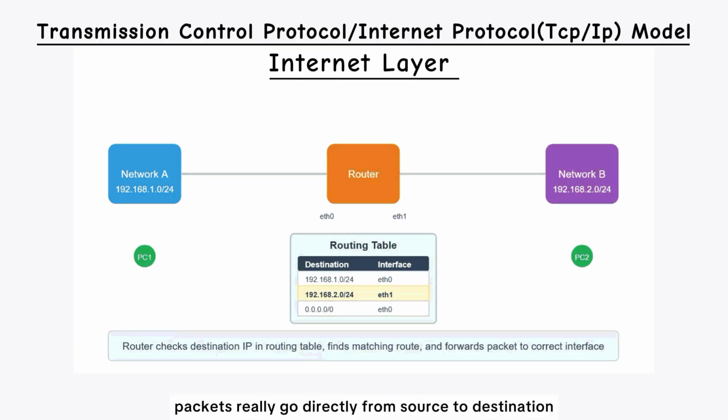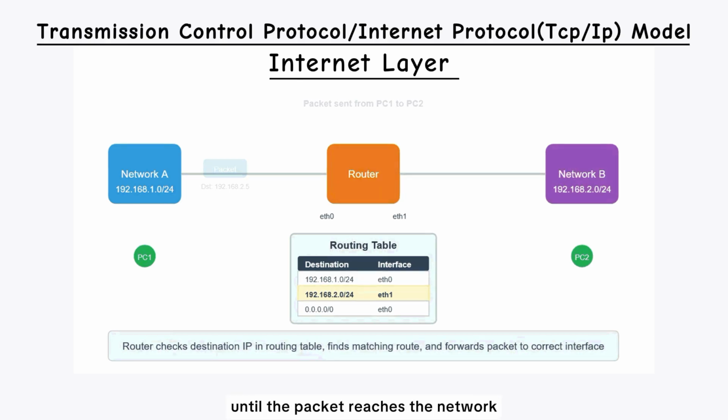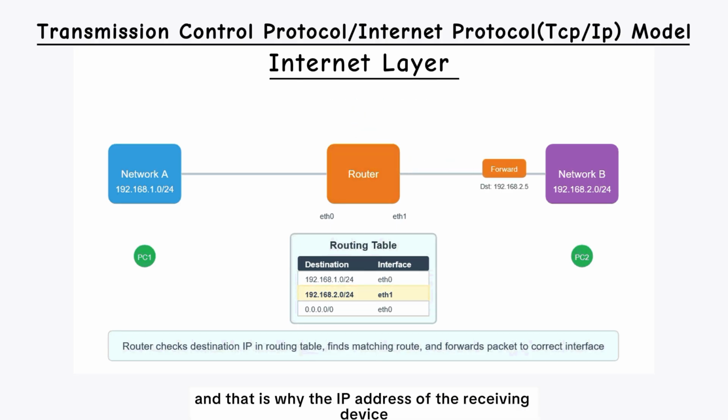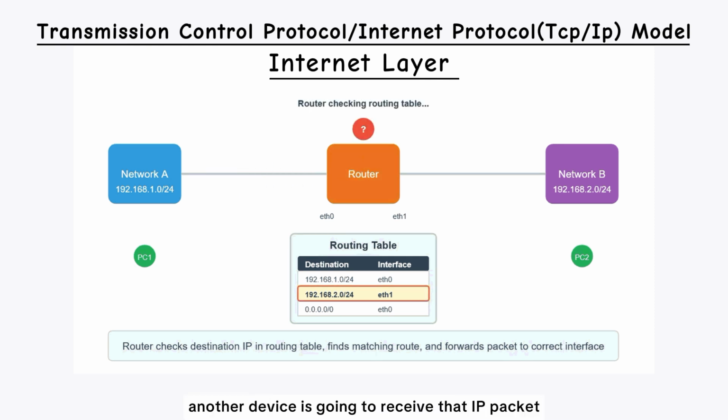Data packets rarely go directly from source to destination. Each router only knows how to get it to the next hop, which is the next router on the path. This process will repeat itself until the packet reaches the network of its final destination device. And that is why the IP address of the receiving device doesn't change in the whole process, because once it changes, another device is going to receive that IP packet.